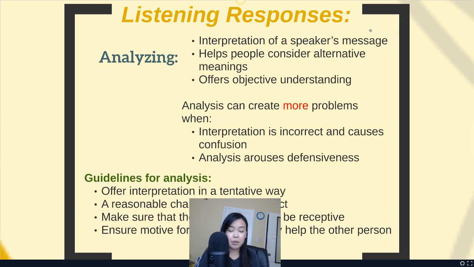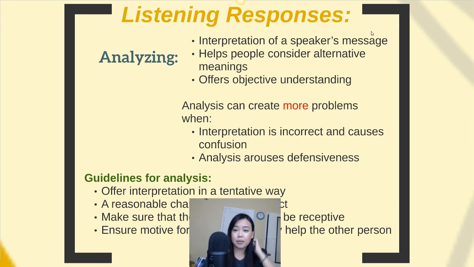The last type of listening response we're going to go over today is analyzing. As we talked about, analyzing is when we're trying to learn someone else's message, understand what they're trying to say. However, an analysis can create more, as I put here in red, problems when your interpretation or your understanding of it is not accurate, causes confusion. Analysis also arouses defensiveness. When other listeners know that you're analyzing, right, that you're listening in, trying to fully understand every factor, every detail of their message, it can cause defensiveness, both in the speaker and the listener.